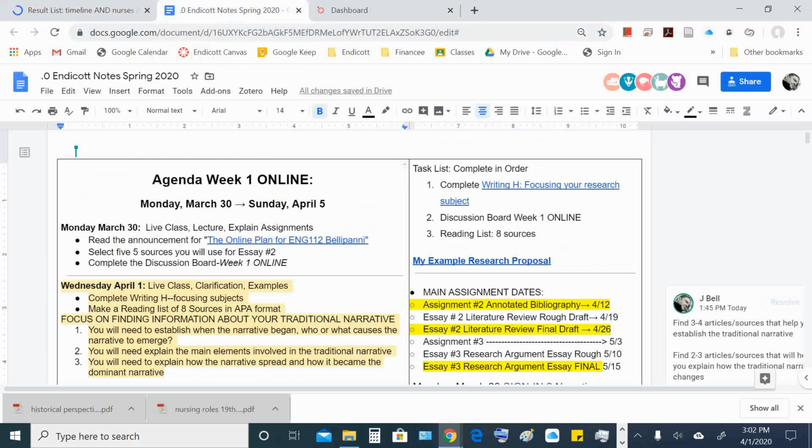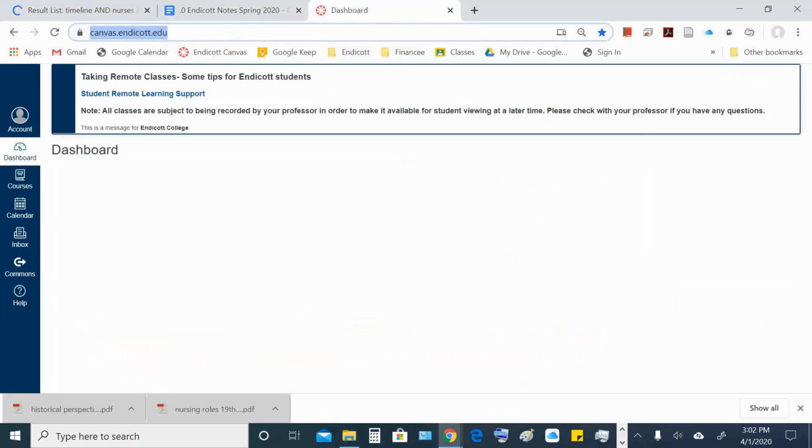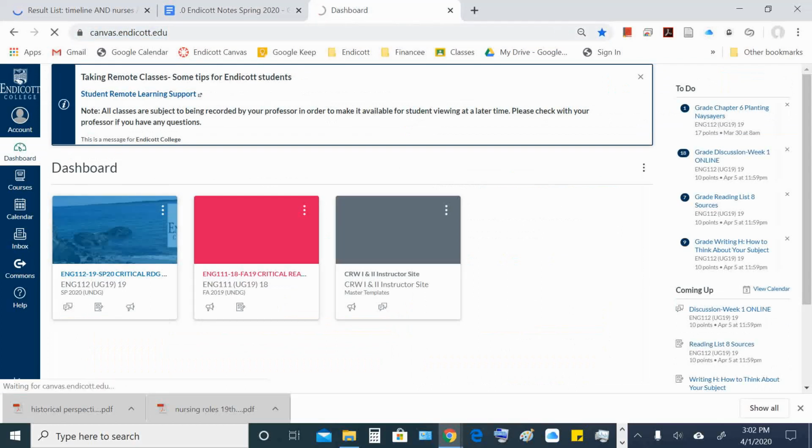So those are the only 3 things due by Sunday, right? Writing H, the discussion board, and the reading list. I should make that clear just so people know. And you want the reading list to be APA. So you want all 8 sources to look like APA. When you go to Canvas, you'll see that I put the 3 that I did for you already in APA.